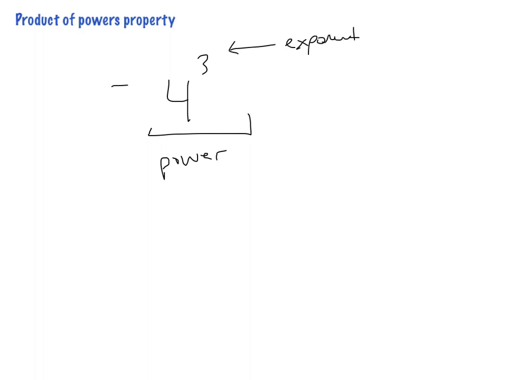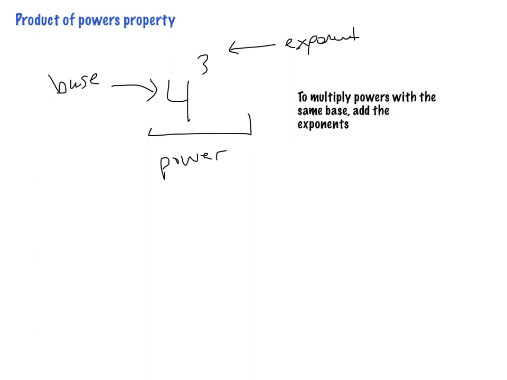Well, first of all, let's diagnose kind of what an exponent and a power and a base is, right? So if I had 4 cubed, what is that thing? Well, the whole thing is called a power. That is, of course, called the exponent, and the 4 is called the what? The base. Okay, so again, the property says to multiply powers with the same base, add the exponents, okay?